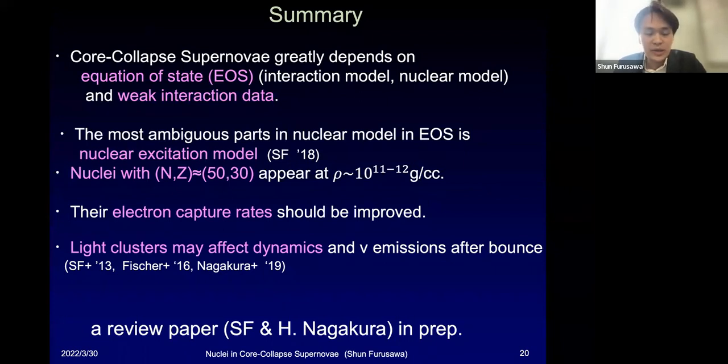And recently, I'm writing a review paper, so if you are interested in some detail of core-collapse supernova nuclear physics, please read this review paper. That's all. Thank you very much.